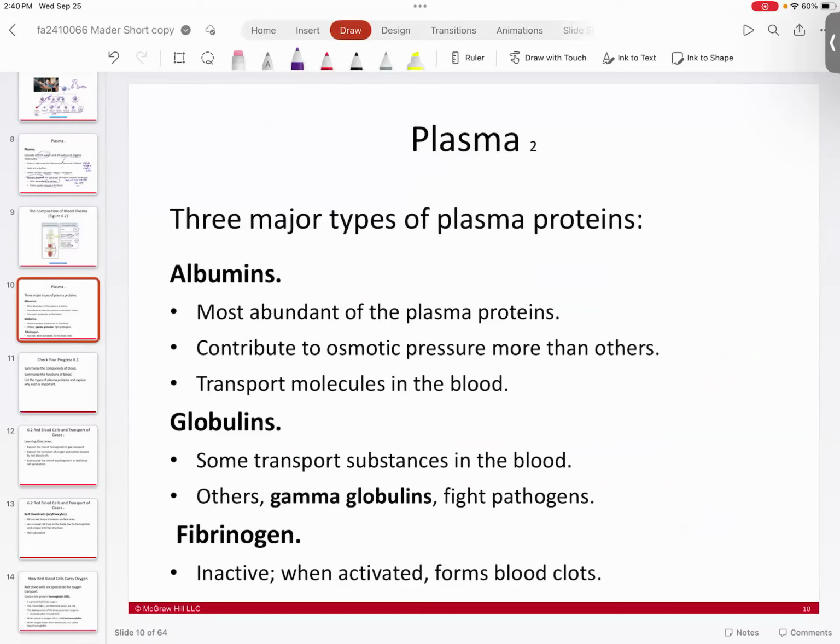But what I want to do next time is focus in on the plasma proteins and then kind of fill out the structure of blood. And then we'll start talking about how the blood functions and things of that nature. Yeah, this is a good place to stop.